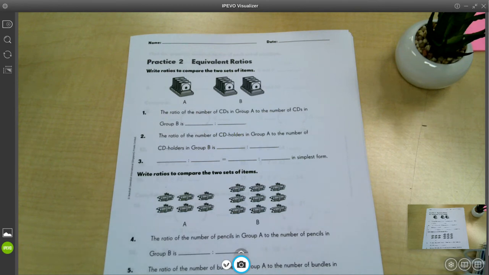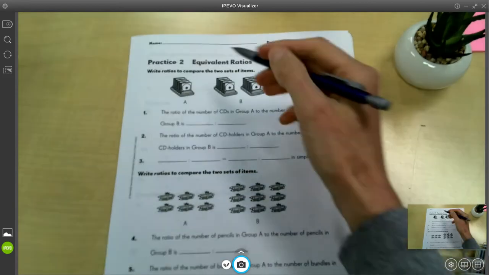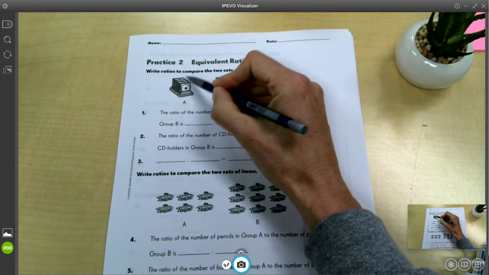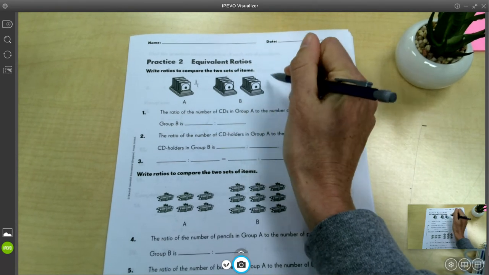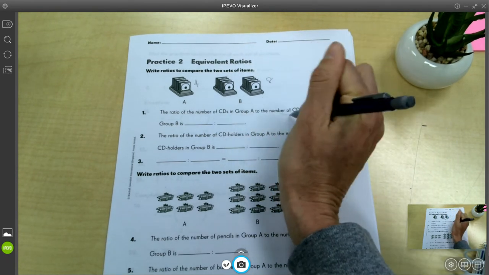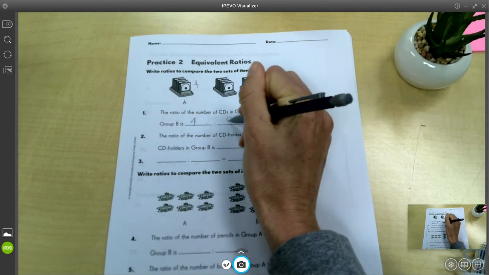Anyway, we are looking at the ratio of the number of CDs in group A to the number of CDs in group B. So I'm going to count. I have 1, 2, 3, 4 here. 1, 2, 3, 4, 5, 6, 7, 8. 8 here. A to B, 4 to 8.